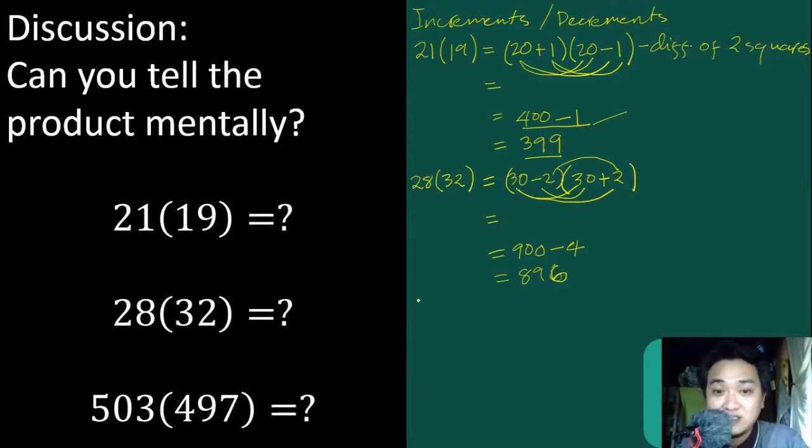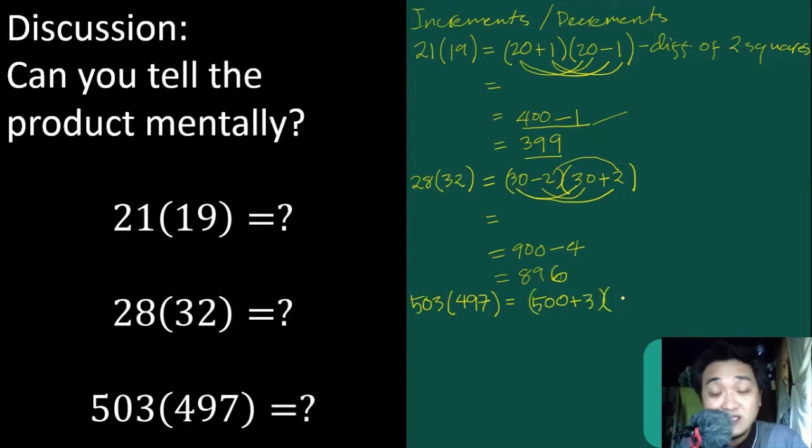Okay? So, let's try. We have 503 times 497. Again, ano sa tingin nyo yung magiging decrement ni 503? Or I should say increment. Ano yung magiging increment ni 503? That is the same as 500 plus 3.